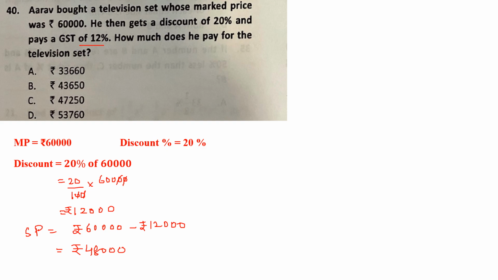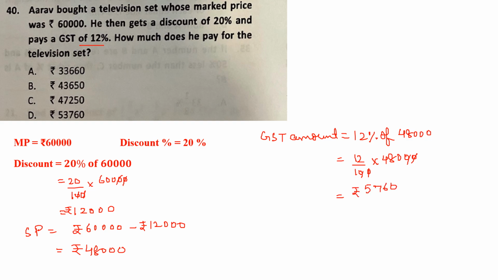So first we have to find the GST amount, because the percentage is given. So the GST amount will be 12% of the sale price, and the sale price is 48,000. So it will be 12 by 100 into 48,000. So 12 into 48 will give me 576 and one 0 more. So the GST amount is 5,760.